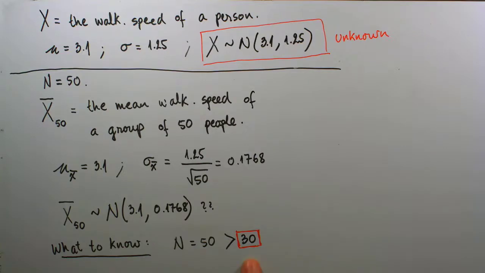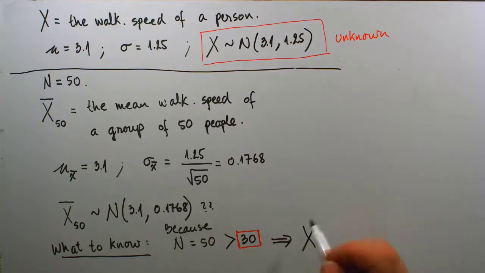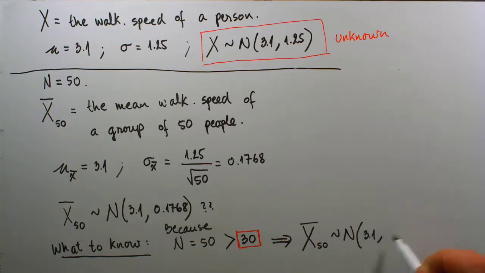That is all the reason that now leads to, I can now say that, because the sample size is above 30, our sampling distribution, where each sample is at size 50, is still on the bell curve normal distribution with center at 3.1 and standard deviation 0.1768.